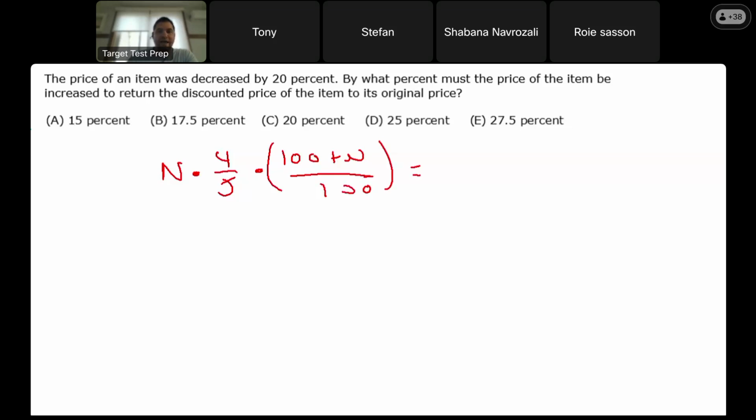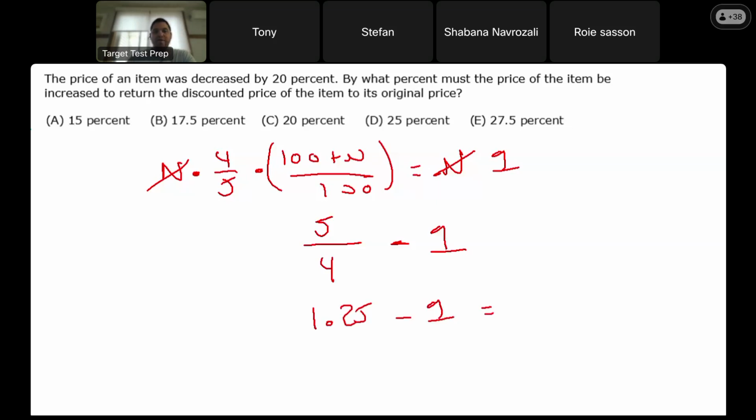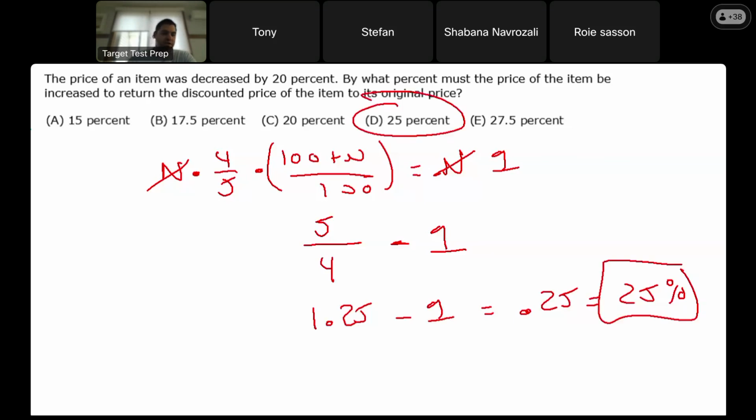And we want it to go back to N. So it's like, well, what does 100 plus N over 100 have to be? Well, the N's cancel. So it's something times 1. Well, 4/5 times what is equal to 1? It's 5/4. But instead of subtracting it from 1, you subtract 1 from 5/4. Remember, 5/4 is 1.25. You subtract 1. That becomes 0.25, which is 25%. And that's your answer.